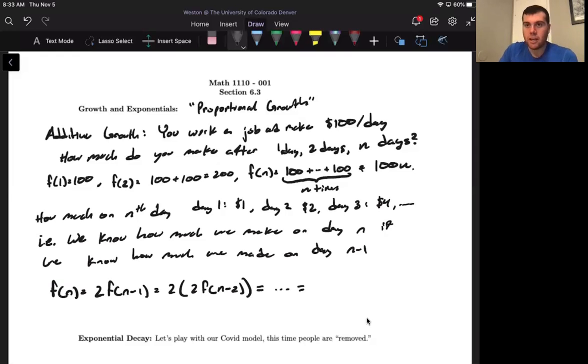And we can pull this whole chain of equalities down until we get 2 to the n minus 1 times f of how much we made on the first day, which is $1. So that's just 2 to the n minus 1. So instead of a multiplication, we get an exponentiation to model how this is growing. So when we have these proportional increases, we're growing based on the size that we have the day before, we end up using exponentials to model that.